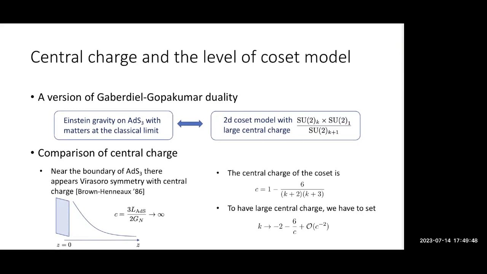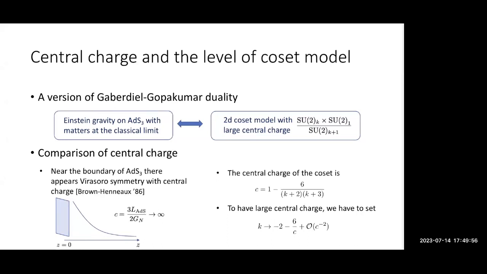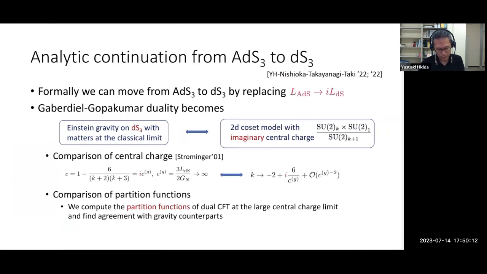So if things rely on unitarity, then we cannot use them in this context. So we have to use something that does not use unitarity. And in this case, there's a strong constraint coming from algebra, so we can do a lot of things. And one more thing I want to say is, now we are working on a version of dS3 correspondence, but actually we can start from the usual Gaberdiel-Gopakumar proposal.